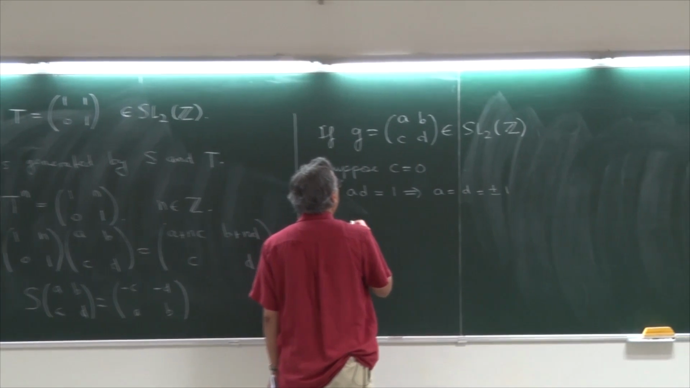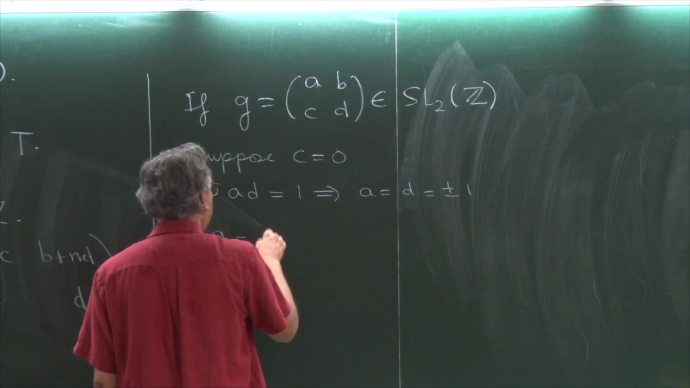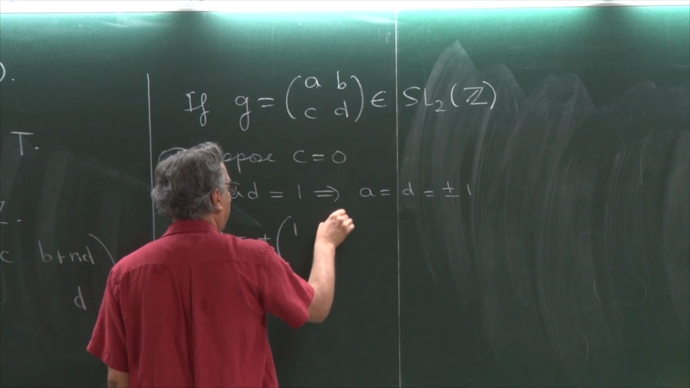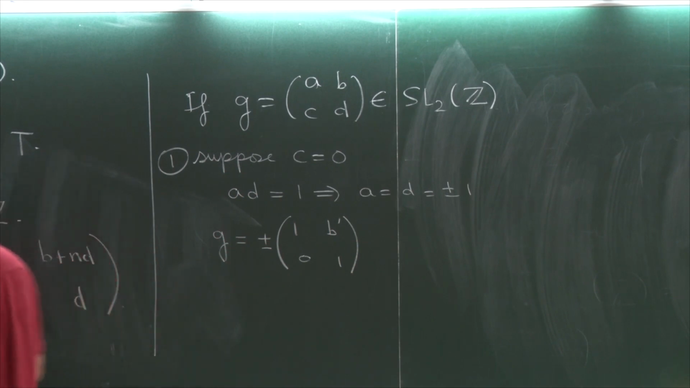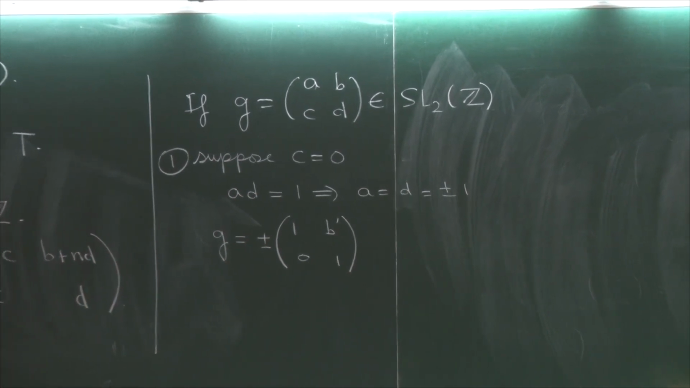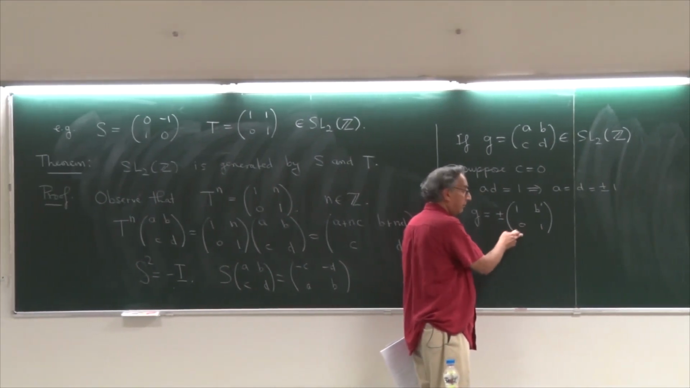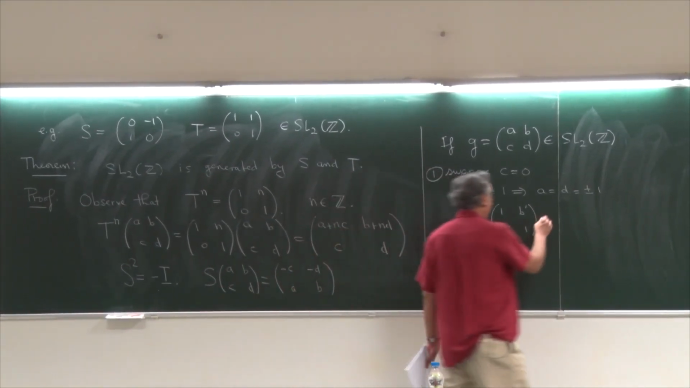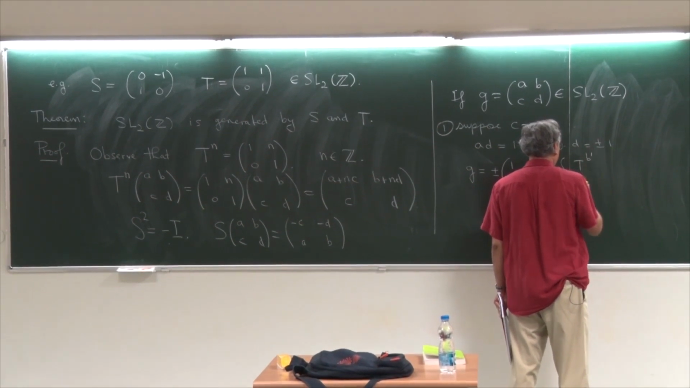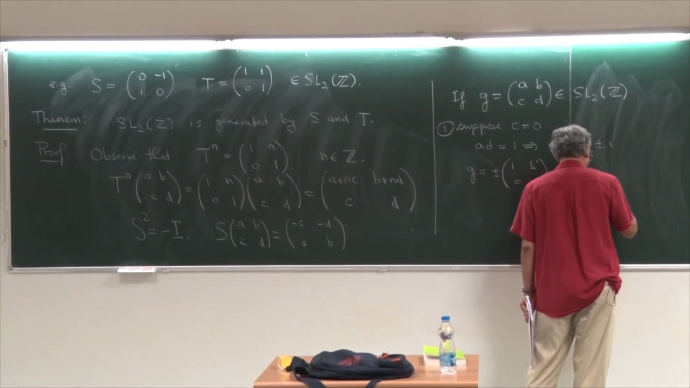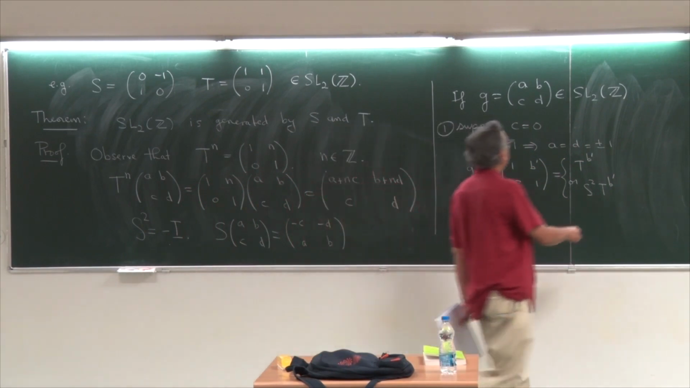And if that's the case, then we can write our matrix as plus or minus 1, B prime, 0, 1. Because I told you that S squared is minus the identity, if this is plus, there's nothing to do. If it's minus, I can put S squared, and this is a power of T. So this is equal to either T to the B prime or S squared times T to the B prime. One or the other, it doesn't matter. And so in that case, we're done. So this is comment number 1.